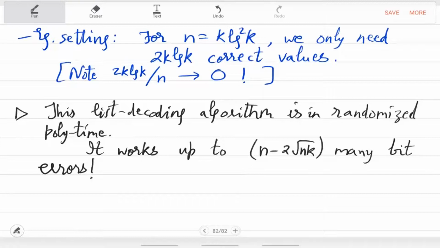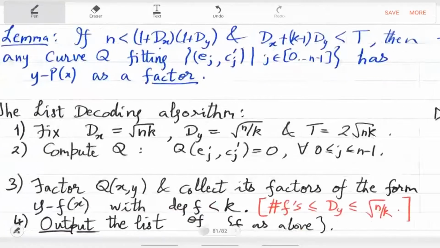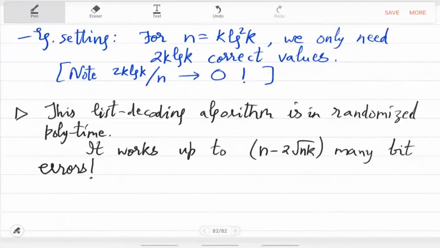And the list which it will output is very small, square root of n by k. So definitely smaller than n. Yeah, so for these things to work, now we have to solve some new problems, right. So what are the new problems that arise out of this in computational algebra?